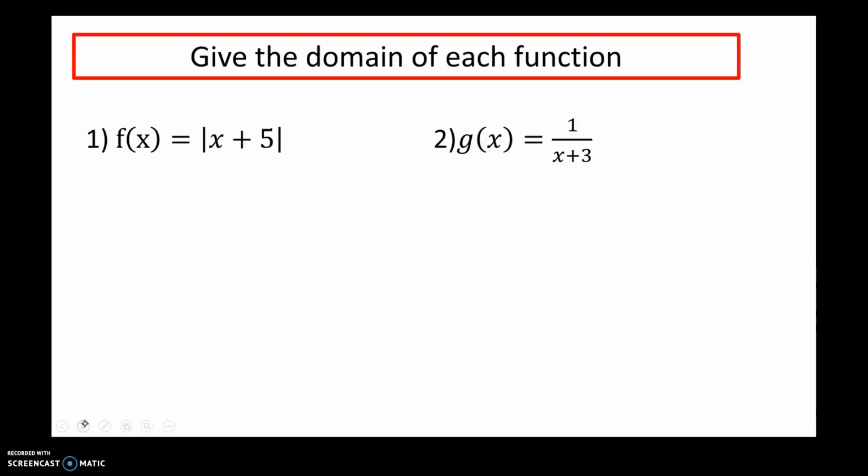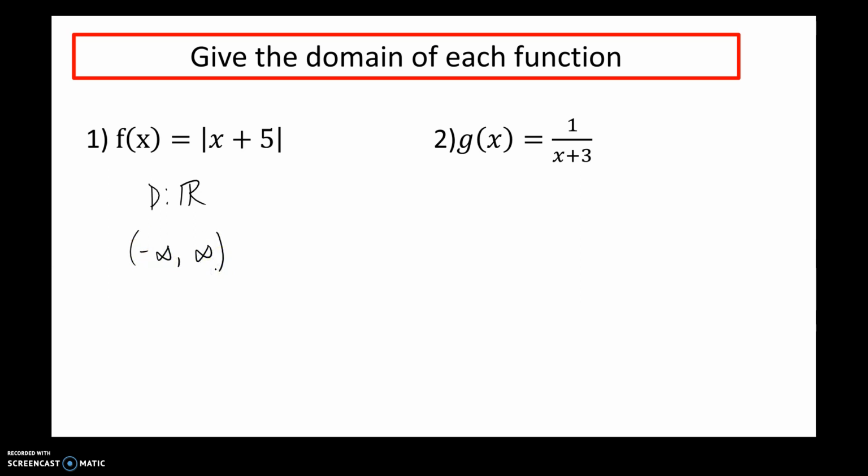Okay, give the domain of each function. Here's my absolute value function. If I'm talking about my possible values for x, my domain, all real numbers. If I were to write that in interval notation, it'd be from negative infinity to infinity.